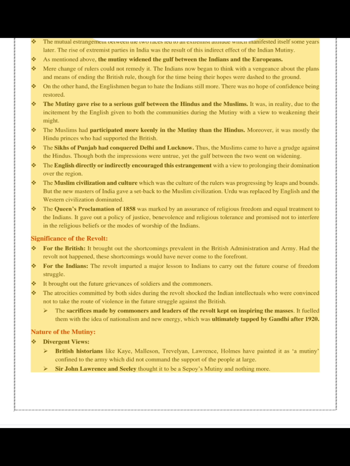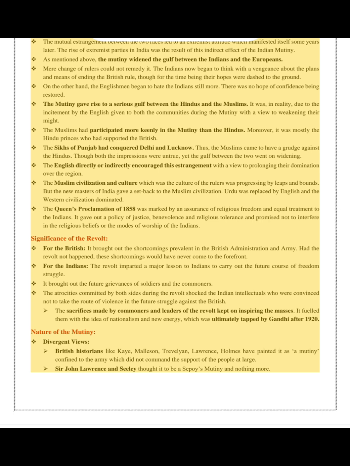Significance of the revolt. For the British, it brought out the shortcomings prevalent in the British administration and army. Had the revolt not happened, these shortcomings would have never come to the forefront. For the Indians, the revolt imparted a major lesson to carry out the future course of the freedom struggle. It brought out the future grievances of soldiers and the commoners.